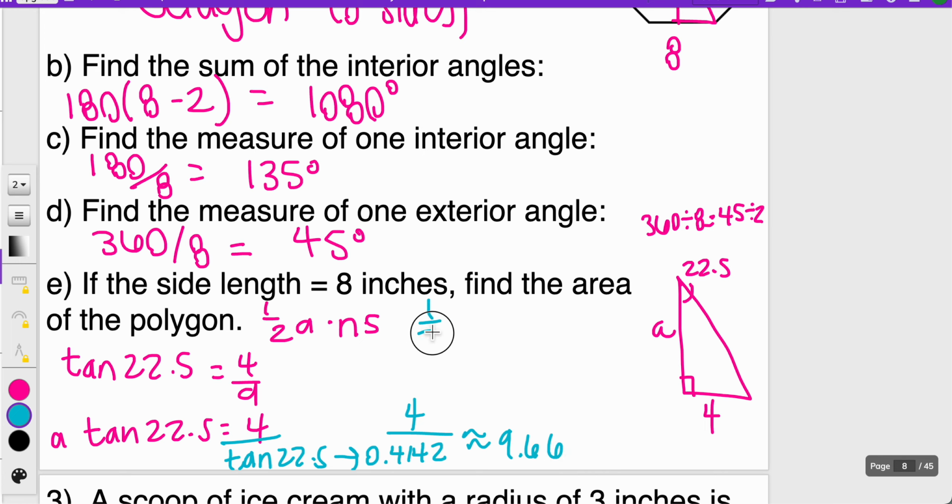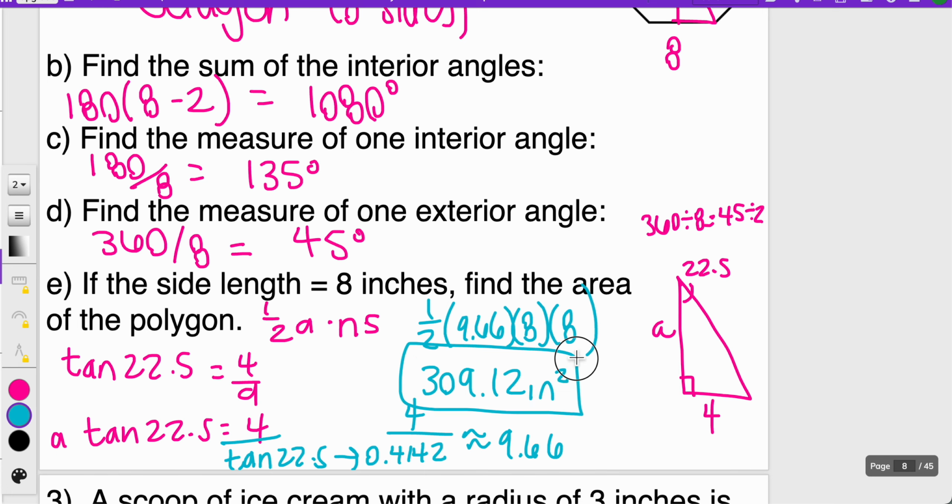So 1/2 times 9.66 apothem. My number of sides is 8. My side length is also 8. Multiplying all of these together, 0.5 times 9.66 times 64 is about 309.12 inches squared. Okay.